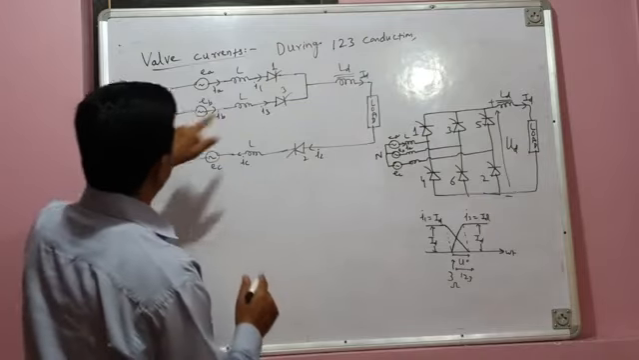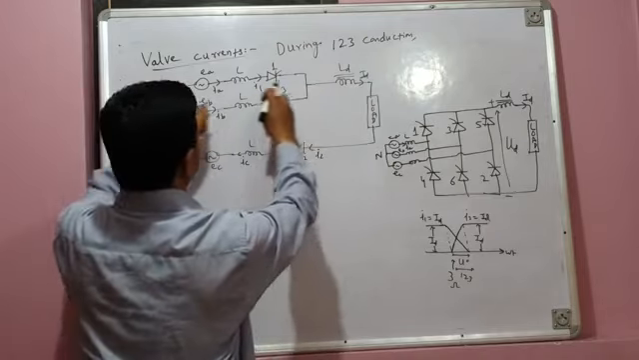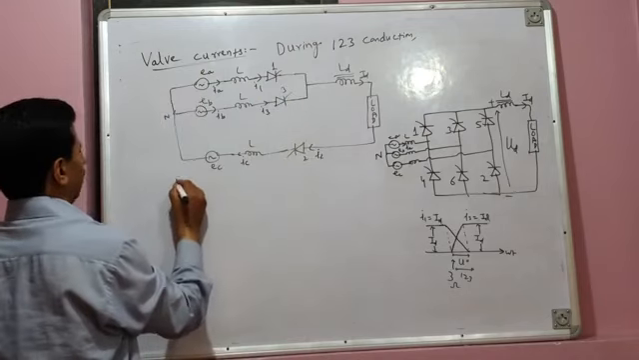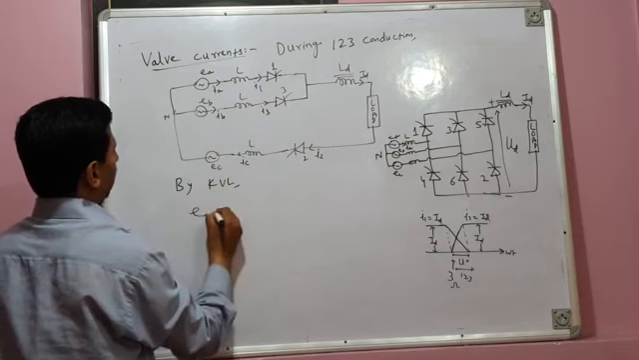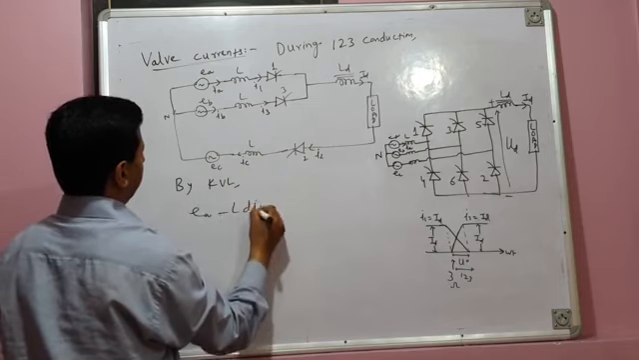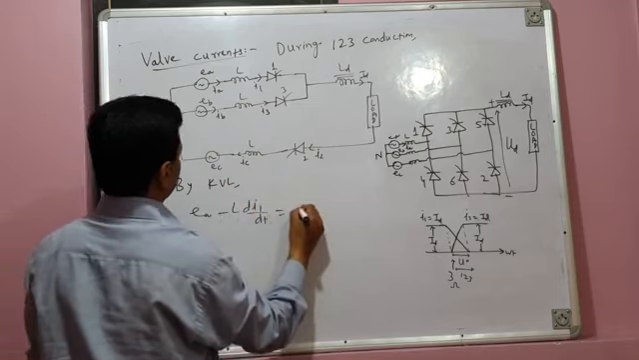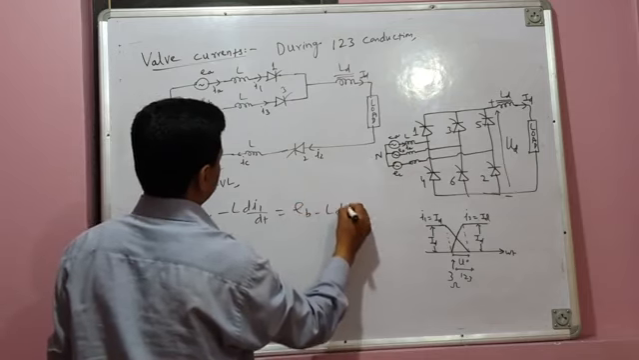Now if this is my loop, in this loop I apply KVL, Kirchhoff's voltage law: EA minus L di1 by dt is equal to EB minus L di3 by dt.